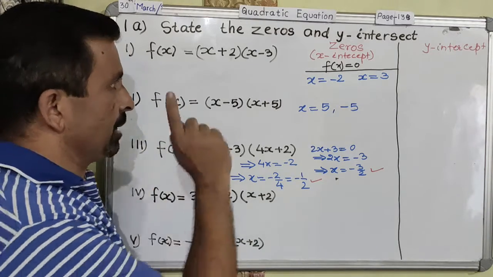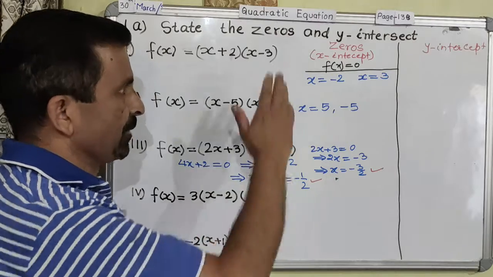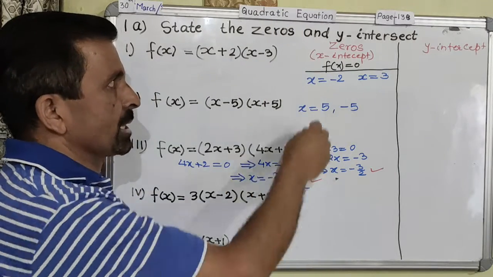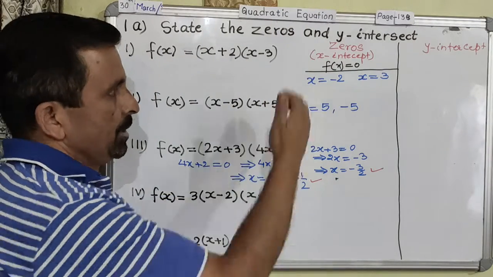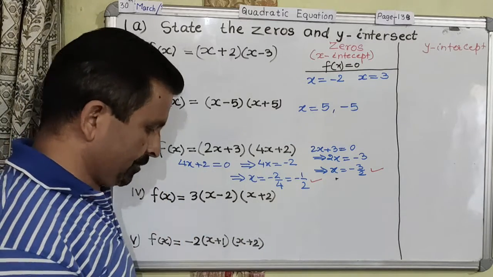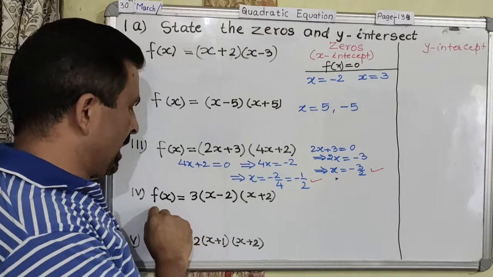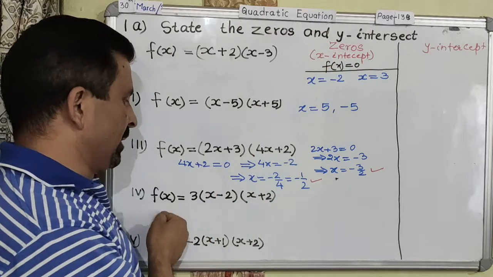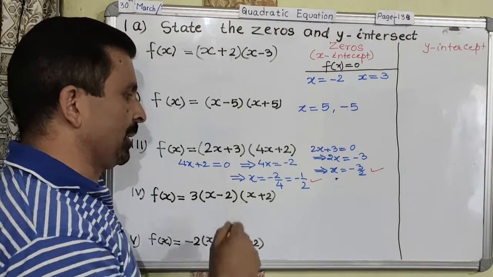Now for equation number 4, again find out the same thing. First of all, we are calculating the zeros or the x-intercept for all the equations, because when we do these things repeatedly, then your doubt will clear forever. Again, for this equation, I am going to take this f(x) as equal to 0, and when this f(x) is equal to 0, that means the right hand side also will be equal to 0.